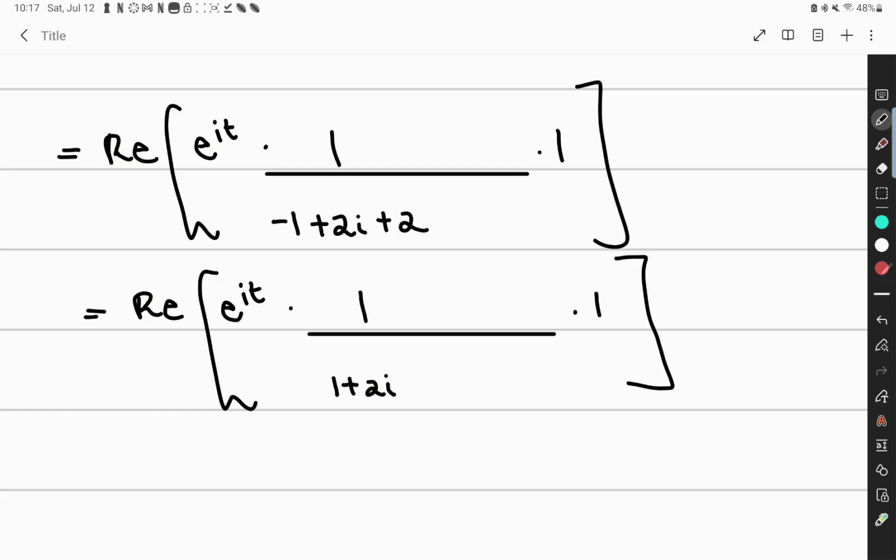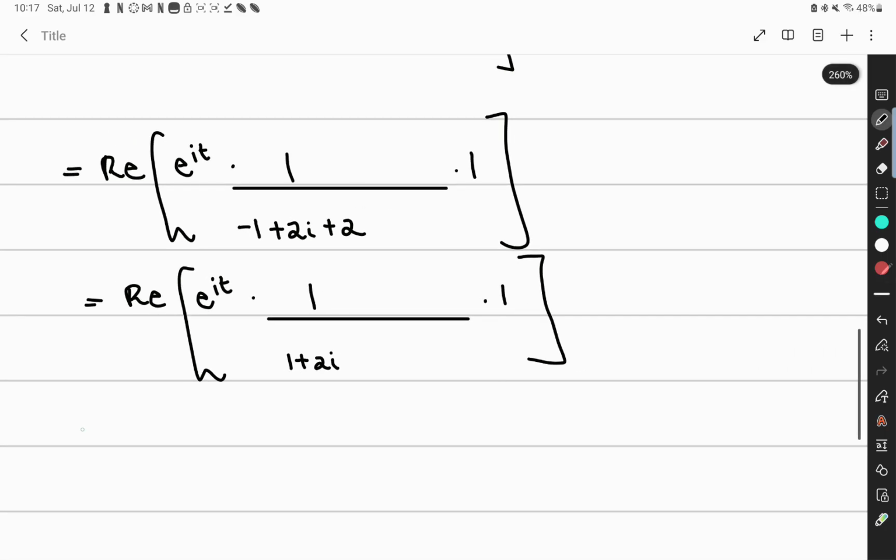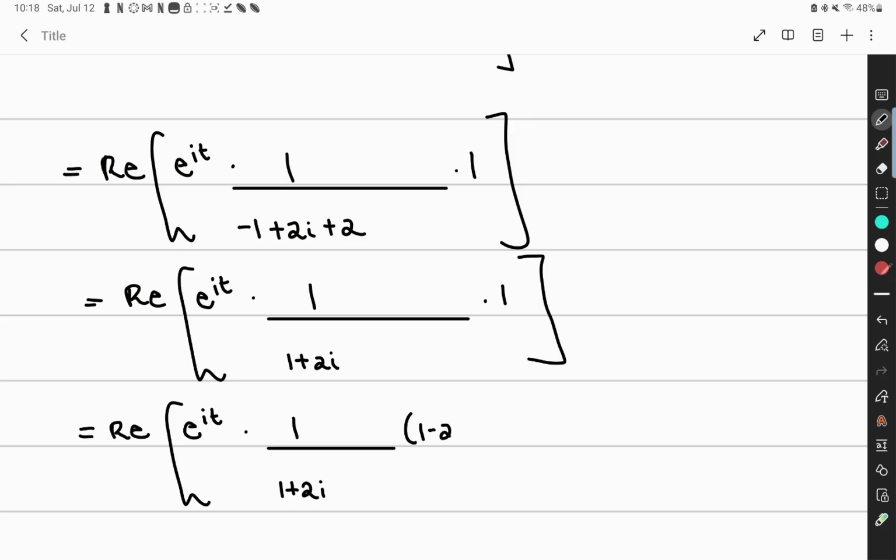I know some of you are thinking, what can we do here? But I'm sure you've seen, when dealing with complex numbers, conjugates. So what we are going to do is change this fraction by multiplying by the conjugate. We have 1 plus 2i, so the conjugate will just be 1 minus 2i. Just flip the sign for your complex number. 1 minus 2i, times 1.